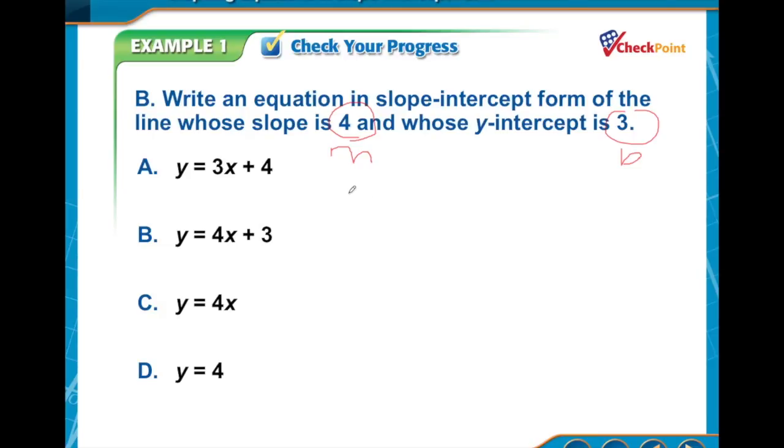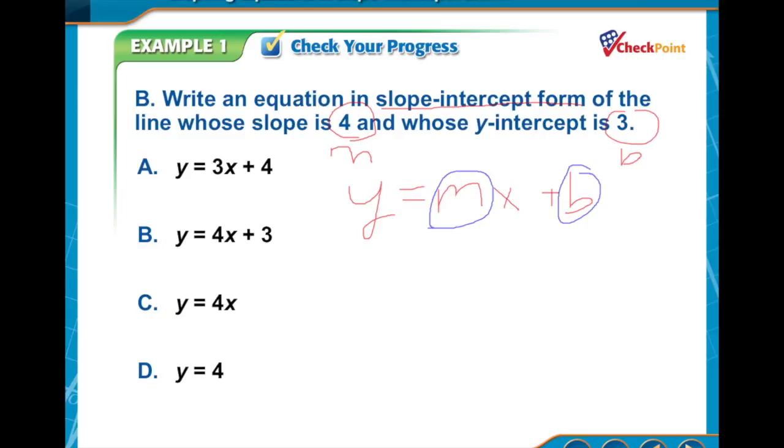Now we'll take that and start with our blank equation. So we know for slope-intercept form, our blank equation is y equals mx plus b. So the blank equation is always where we start. Now we know we just found m, they were given, and we just found b, that was also given.